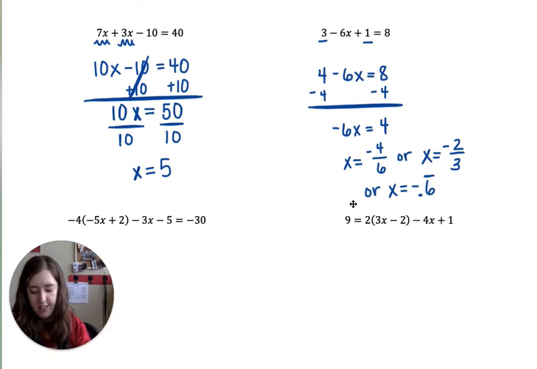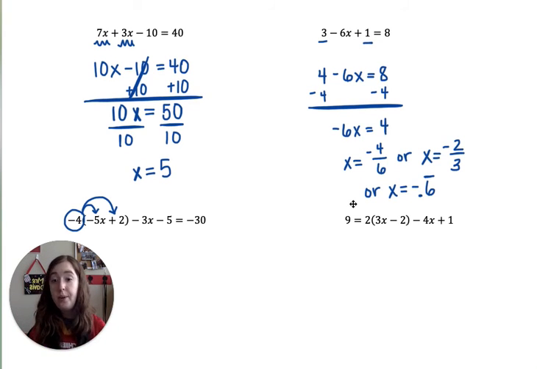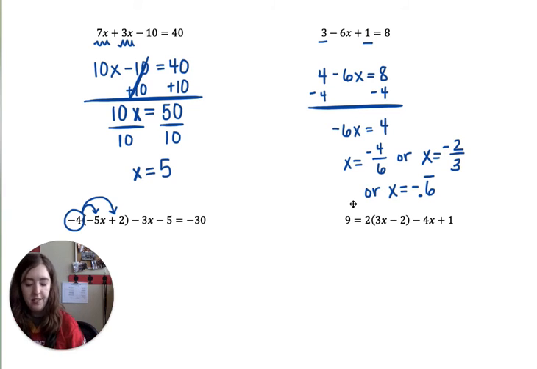So, oh geez, we have a set of parentheses. So we need to distribute everything, this negative 4, by everything in that parentheses. I'm going to multiply it on through. So negative 4 times negative 5x. A negative times negative makes a positive. So that's 20x.